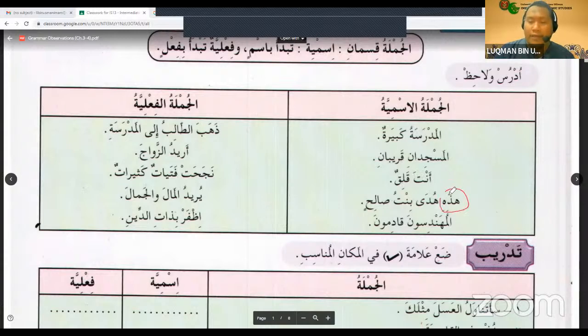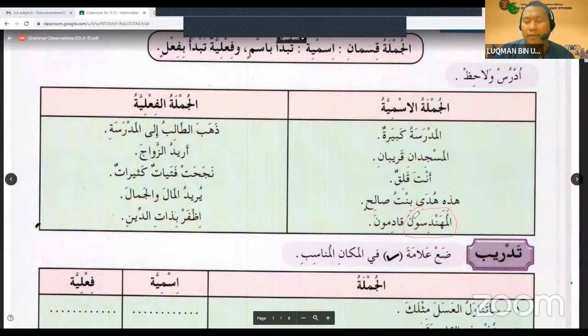Hadhihi is a demonstrative pronoun. So as long as it is a pronoun, it's still considered as ism. So ismul ishara. Hadhihi Huda bintu Saleh. This is Huda, daughter of Saleh. Al-muhandisun. So this is a noun in plural form. So we have singular, dual, then plural. And this is sound masculine plural.